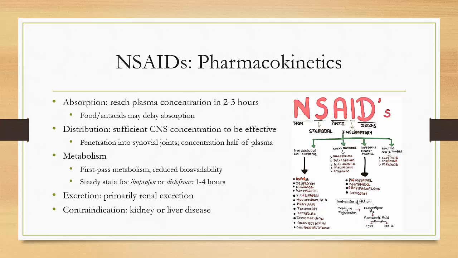For distribution, NSAIDs bind to plasma proteins. They are usually metabolized in the liver and excreted in the urine. Most NSAIDs are extensively bound, 95 to 99%, to plasma proteins, usually albumin, and achieve sufficient concentrations in the central nervous system to have a central analgesic effect. Metabolism. Common NSAIDs have a variable half-life and undergo first-pass metabolism, which reduces bioavailability. Ibuprofen and diclofenac reach a steady state in 1 to 4 hours. Excretion. Most of these drugs are primarily renally excreted.